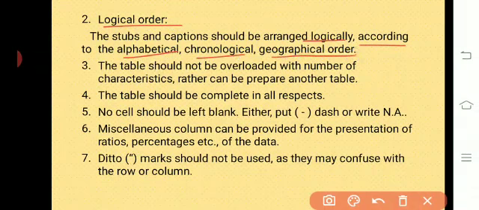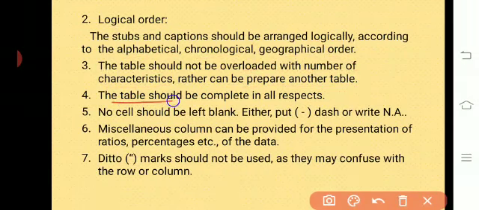Then third point is the table should not be overloaded. The table should not be overloaded with number of characteristics. Rather, we can prepare another table. We should not overload the information in one table.